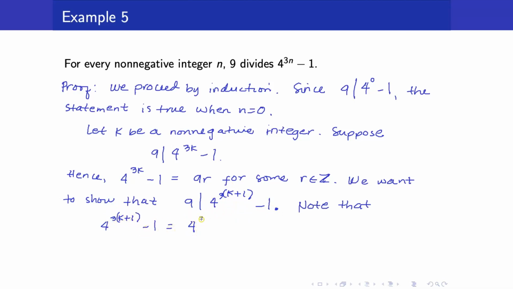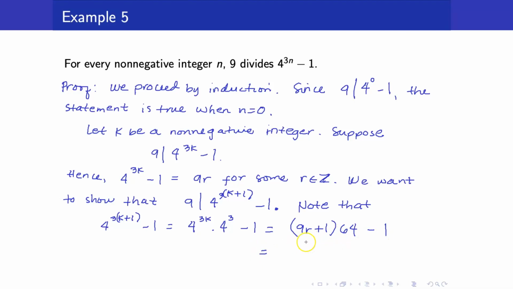We write this expression as 4 to the 3k times 4 cubed. This is 3k plus 3 minus 1. And we make use of 4 to the 3k here. That is 9r plus 1. This is 4 raised to the 3k. It's equal to 9r plus 1. 4 cubed is 64. And then minus 1.